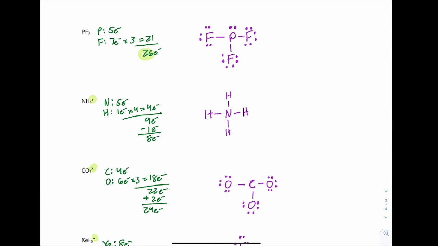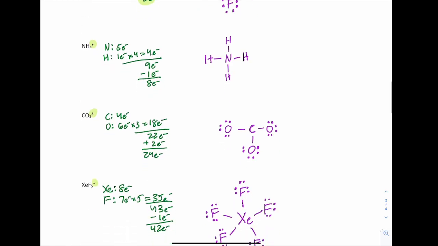Ammonium, I've already used up 8, right? 2, 4, 6, 8. I need 8, so that one's done. My carbonate ion, I've used up 2, 4, 6, 8, 10, 12, 14, 16, 18, 20, 22, 24. I have 24, so that one's done also.